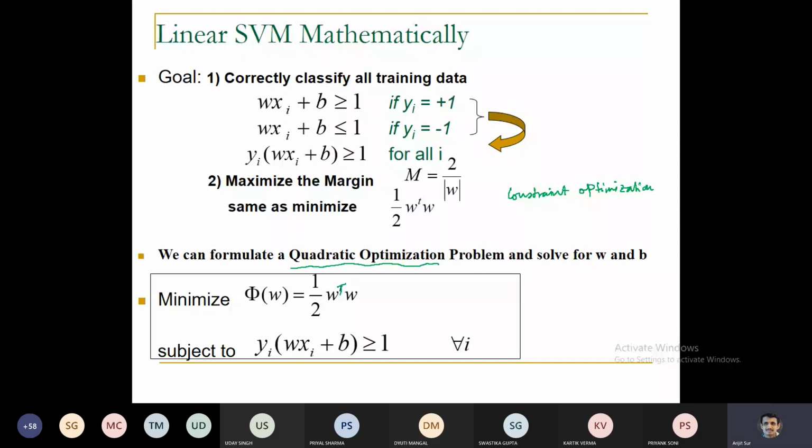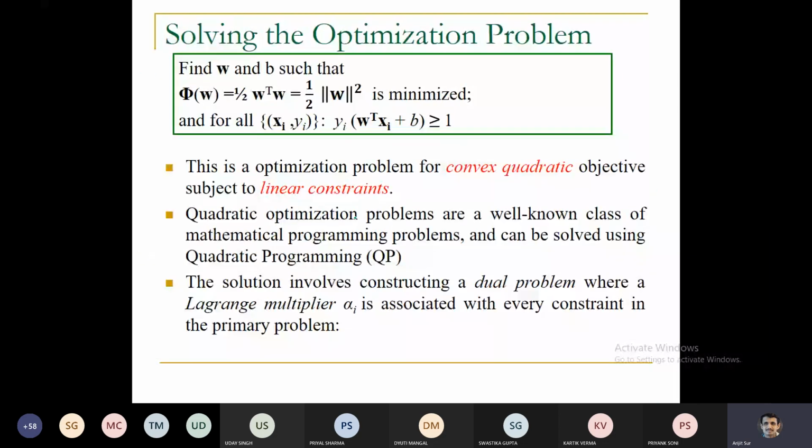Now we have to formalize how to solve this optimization problem. Find W, a vector, and b such that the objective, half of W transpose W, is minimized, subject to the constraint that for all data samples xi and yi, yi multiplied by (W transpose xi + b) is greater than or equal to 1.